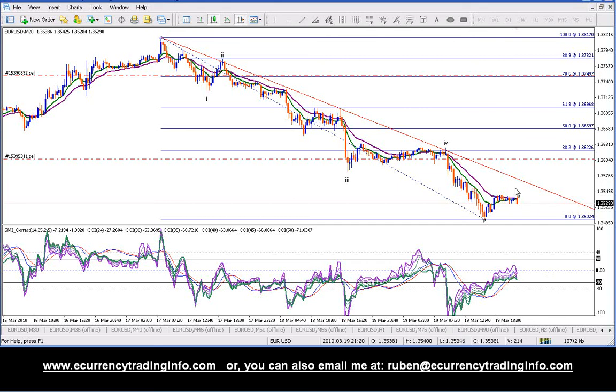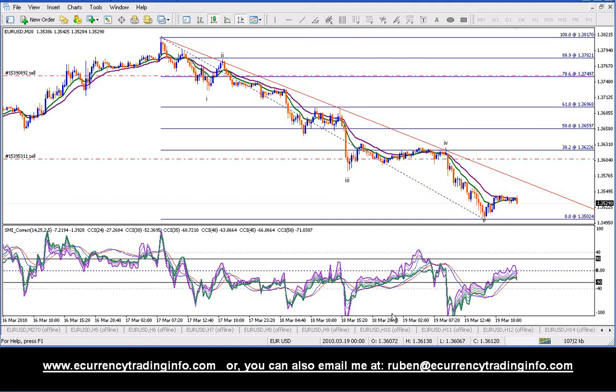So these are the two possibilities: A, that it will keep on going down, give us an expanded 5, or B, that it will just correct and then go down. Now that we have more perspective about what's going on in the Euro USD, let's go back to the daily, so we can understand this pair just a bit more.